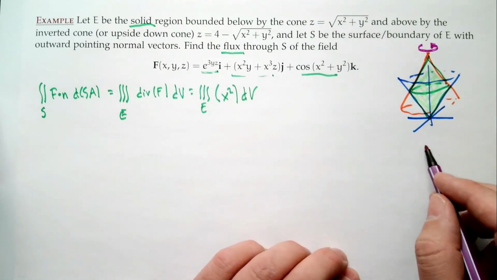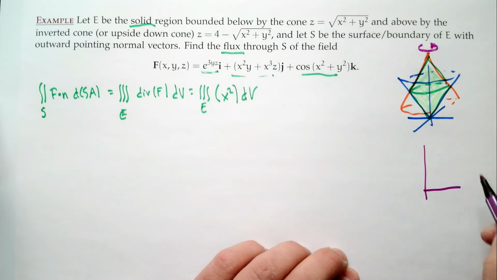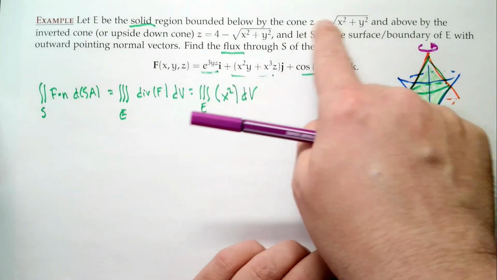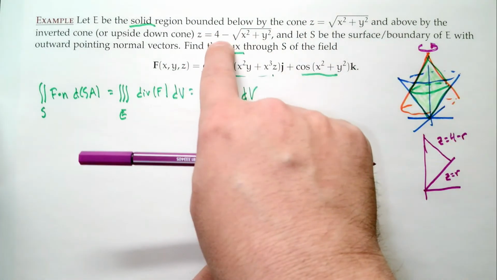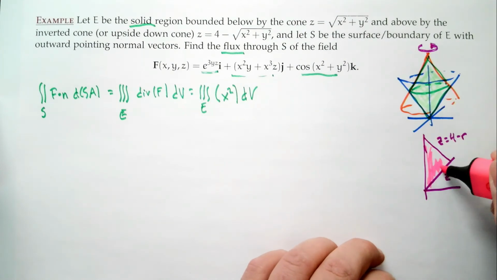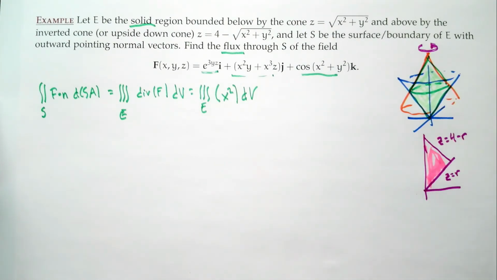And if we slice, what we'll see is our bottom cone corresponds to z equals r, and our top cone corresponds to z equals 4 minus r. I'm just reading off z equals r, z equals 4 minus r. So what we're doing is we're spinning this piece around. Where do they intersect? Well, for which value of r does r match 4 minus r? At 2.